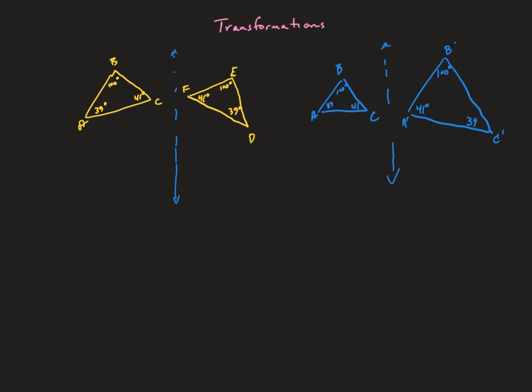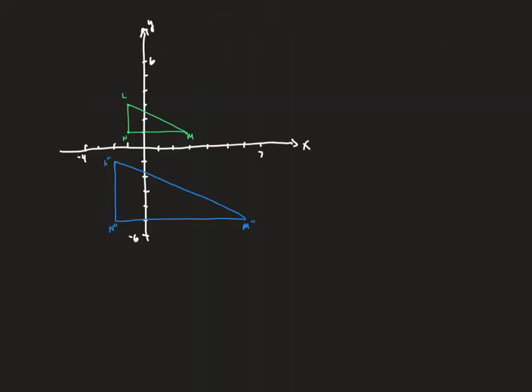So looking for multiple transformations is going to be the key here when we are talking about similarity, because it may not be as simple as just one. Okay, so what we're looking for here is similarity transformations.